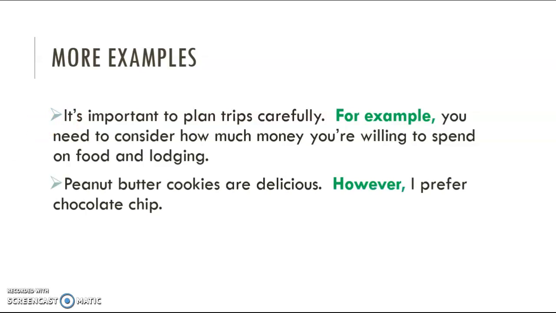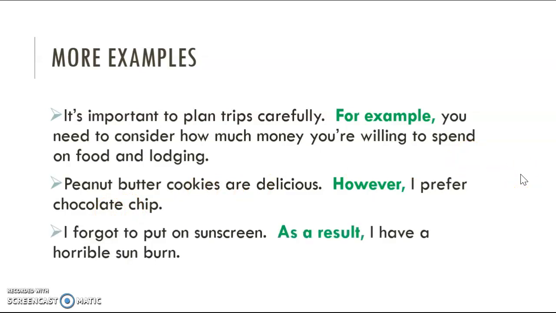The next example says, peanut butter cookies are delicious. However, I prefer chocolate chip, which is true, by the way. So in this example, the word however is used to show contrast. Even though this first thing that you stated might be true, there's another perspective that I'm going to offer. So that's another type of relationship you want to use transition phrases to show.